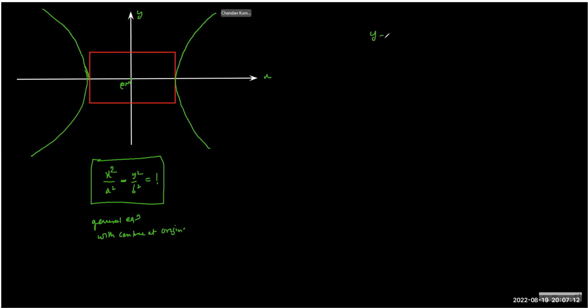So y equals ax square plus bx plus c. A general quadratic function represents a parabola. And if a is positive, it is always an upward parabola. And if a is negative, it is always a downward parabola. That's a parabola in general.